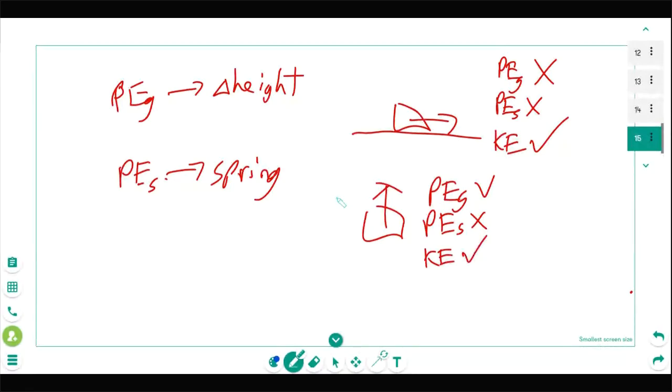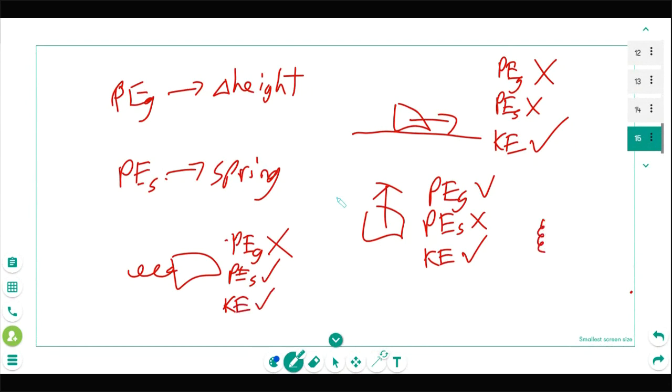The only time I'm going to use a spring is if it's something like harmonic motion, where you have a mass on a spring. Then PEG, nope, because we're not going up and down. PES, yes, because we have a spring. Kinetic energy, yes, because it's moving. And then finally, if I take that spring and make it go vertically, now we have all three types of energy. We're changing height, so PEG. We have a spring, so PES, and we're moving, so we have KE.